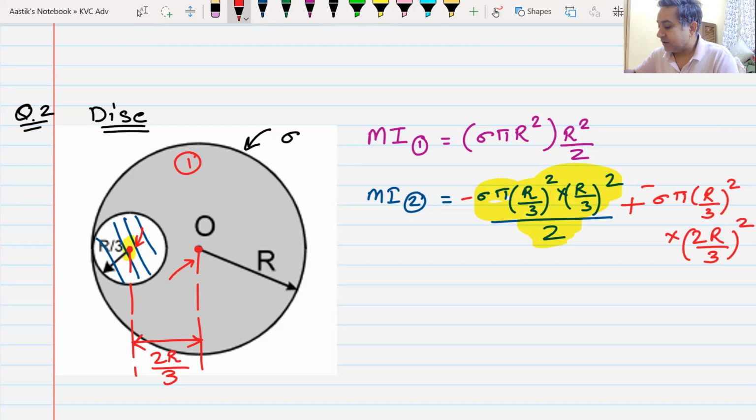Now, many a time this sigma may not be given. Remember, when this question comes, this would be a question where a lot of mistakes can be made. Why are a lot of mistakes possible? Because sometimes they will give you the mass of this disk.